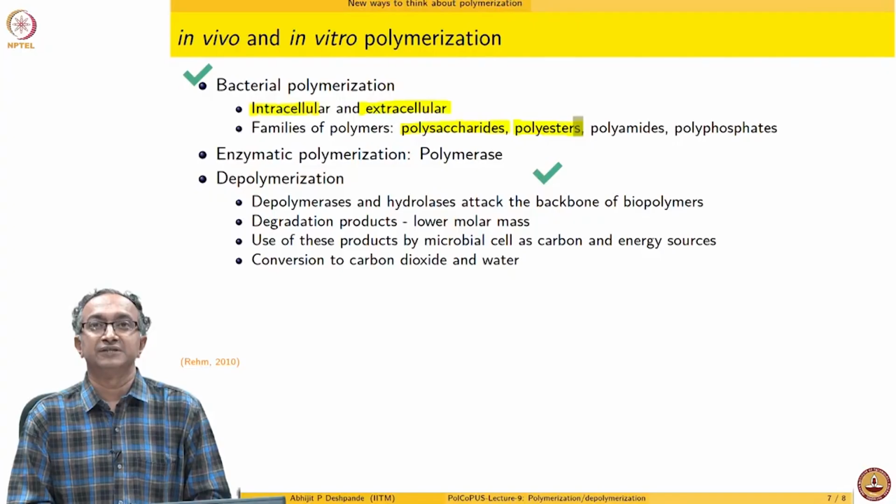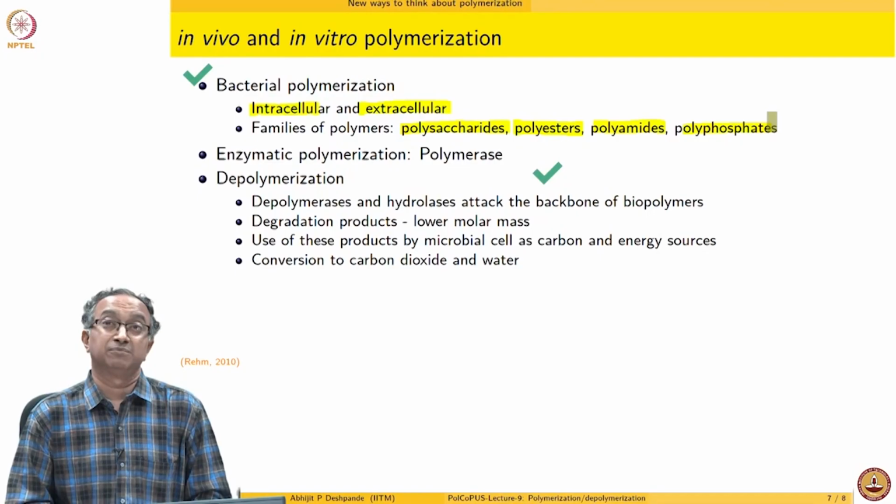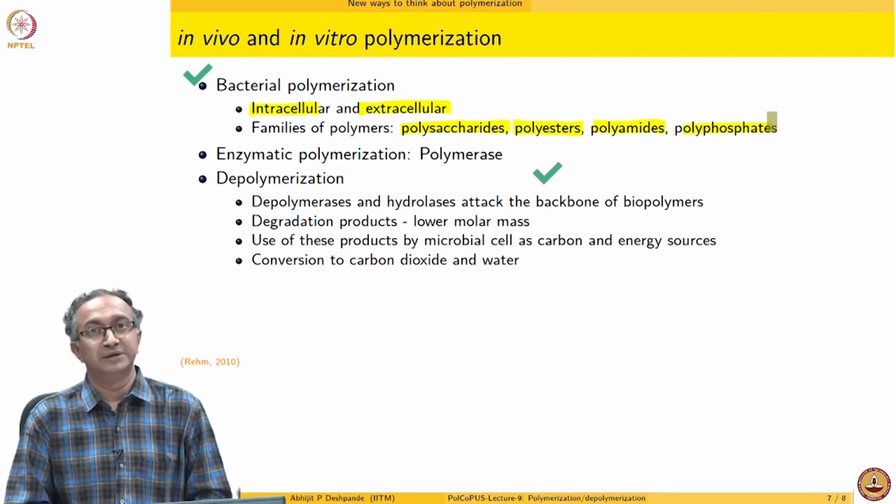Polyhydroxybutyrate, the example that we saw in the last lecture, is an example of a bacterial polymer which is made by using in vivo polymerization. Bacteria can also make polyamides and polyphosphates. So these are broad classes of polymers that are made.